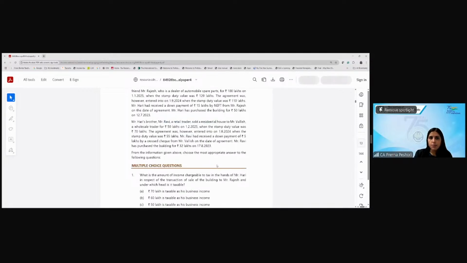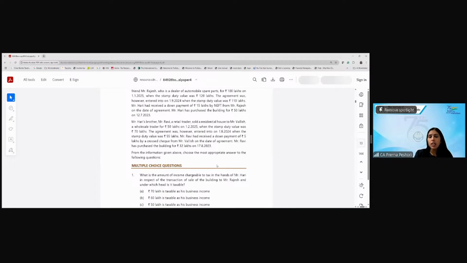So whether it will be taxable in the hands of Walish. Other sources, 20 lakh. Yes. So here you have to consider that in the hands of Walish, whether there is an adequate consideration, the answer is yes. There is an inadequate consideration.